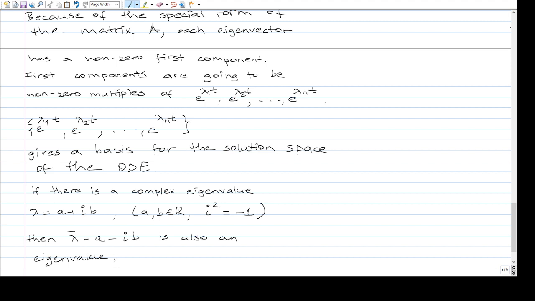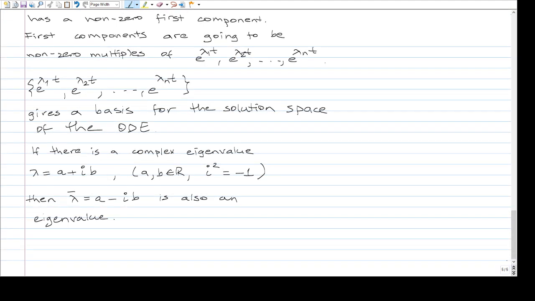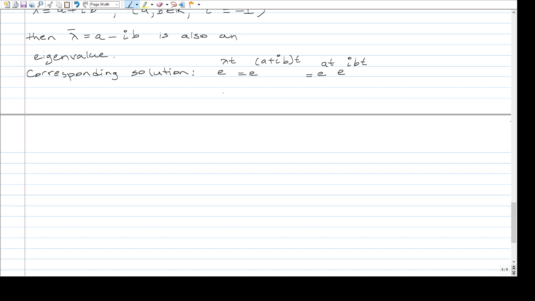And remember, in this case, how we write the corresponding solution. We need to consider, again, e to the lambda t. So e to the a plus i b times t, e to the at times e to the i bt. Remember, a and b are real numbers, so e to the at is the usual exponential that we know of. And again, recall that when we have the i, it means the complex number cosine of bt plus i times sine of bt.